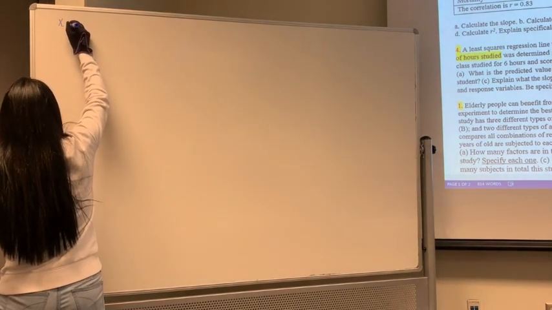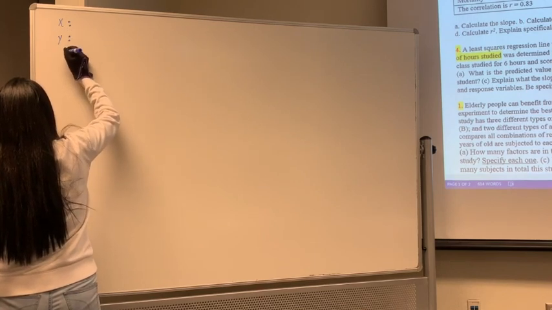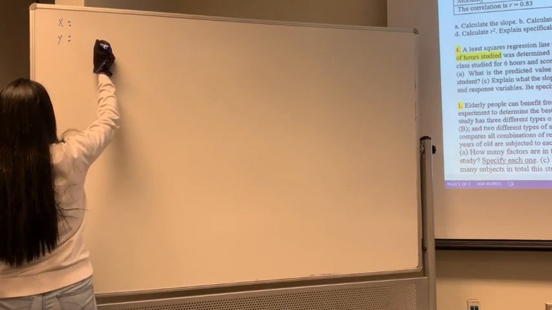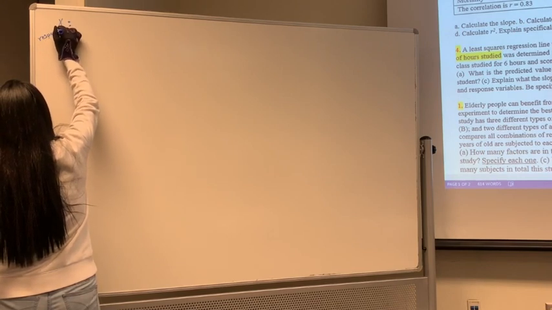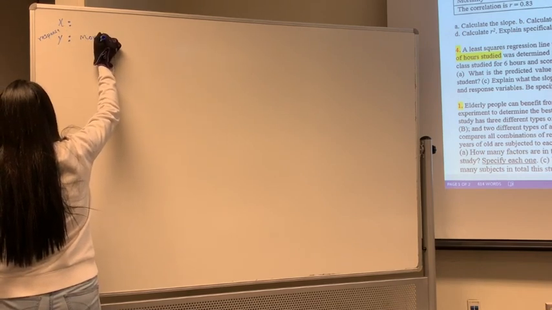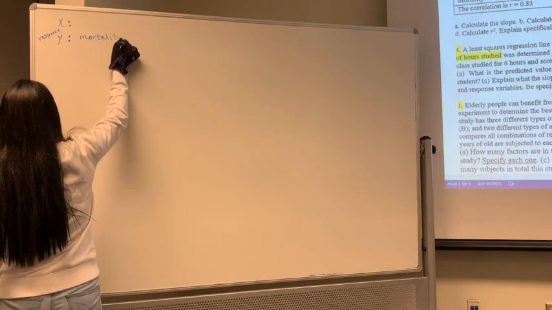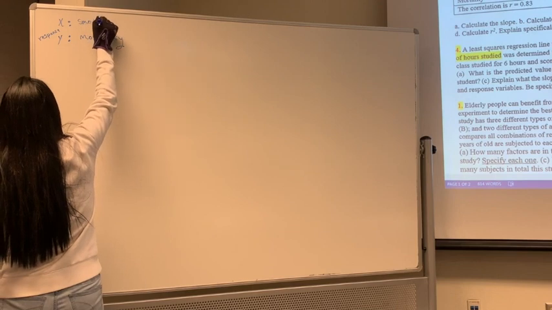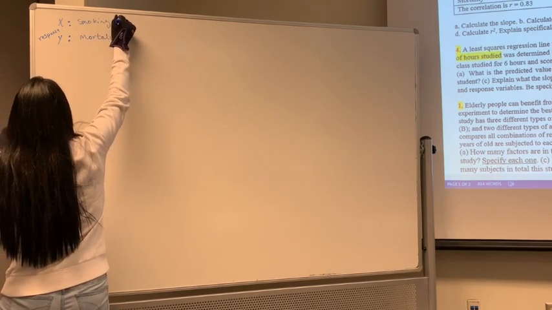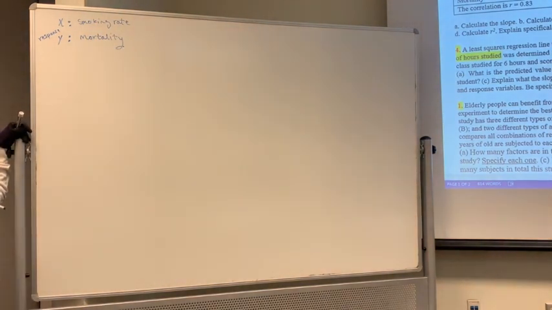So what is the explanatory variable here? What is the response variable? First tell me what is the response variable? Mortality rate. Exactly. So what is the explanatory? Smoking rate. Correct?